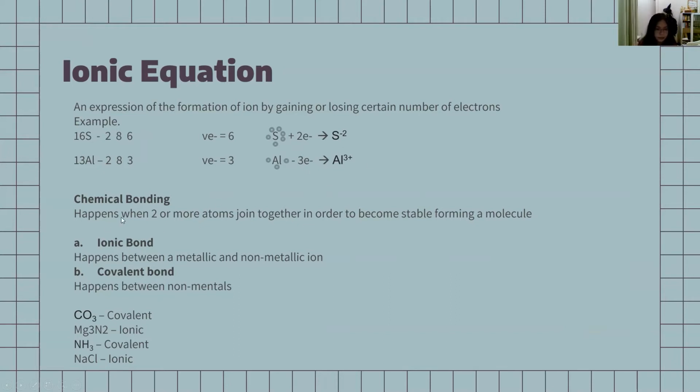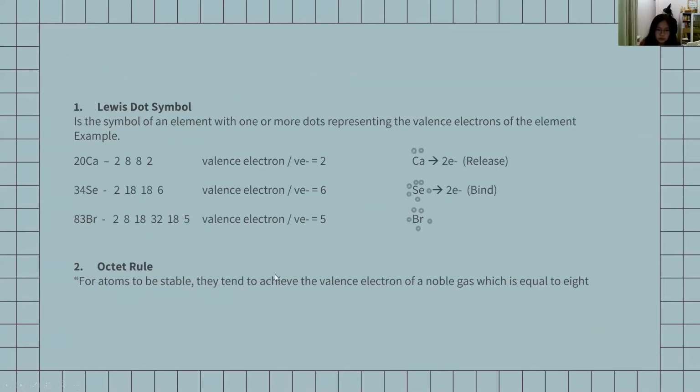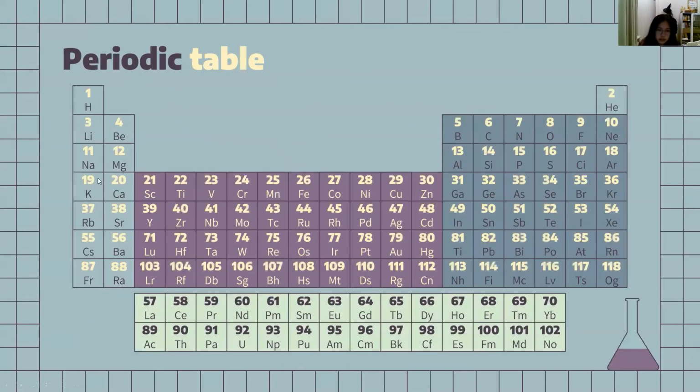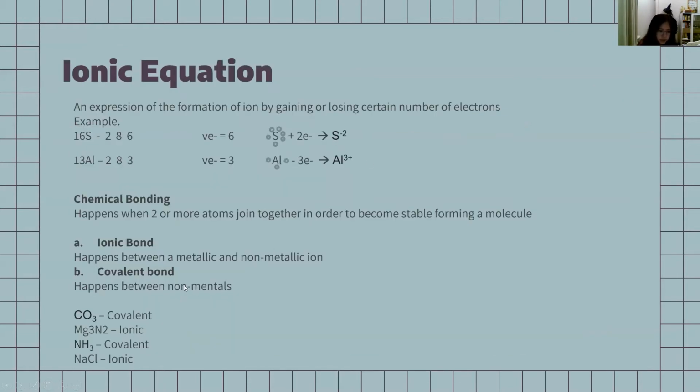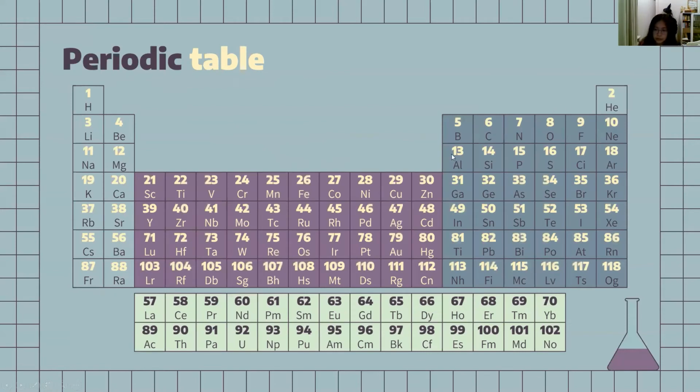Then, chemical bonding happens when 2 or more atoms join together in order to become stable, forming a molecule. So, chemical bonding has 2 types, firstly an ionic bond. It happens between a metal and a non-metal. So, this is metallic, and this is non-metallic. Now, a covalent bond happens between non-metals. So, it happens only in non-metals.